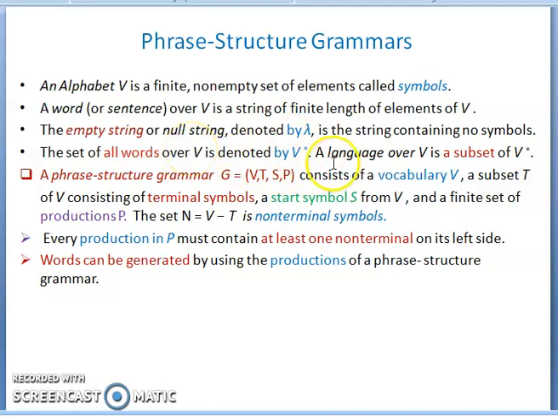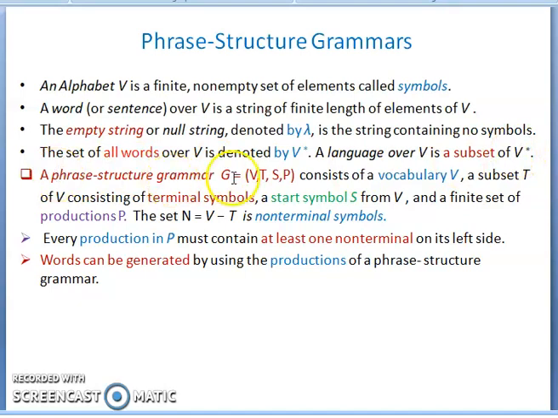A language is a subset of V star. A language has some words, and those words are a subset of this particular V star. V star is the whole set of words, and a language defines a subset of these words.